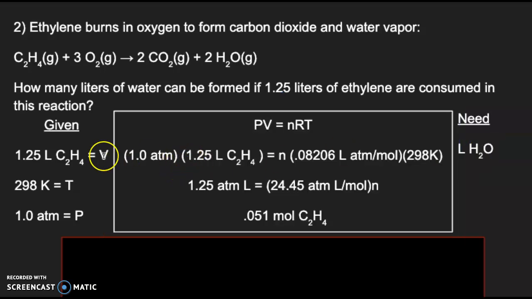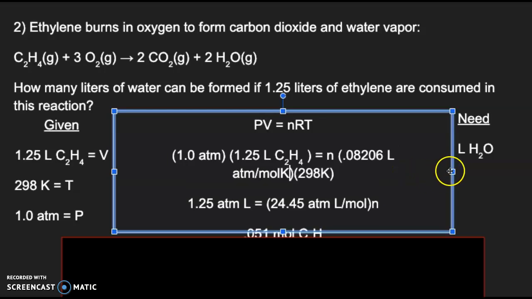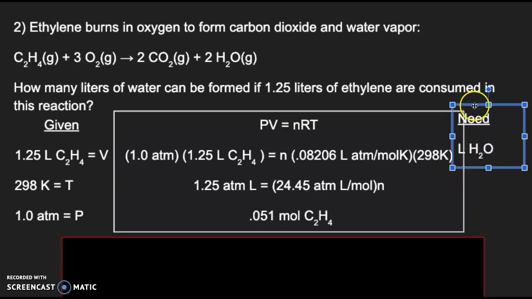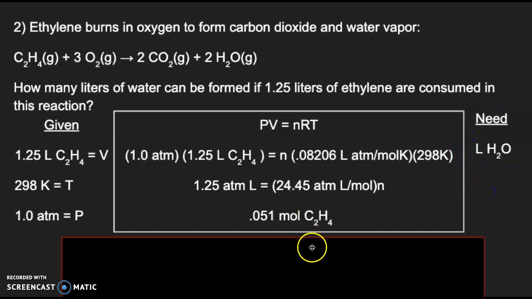So that sounds like ideal gas law to me again. Work that calculation here. Units are canceling. I've got a unit issue here. That should be mole Kelvin. So then, go through the math. I get 0.051 moles C2H4. But again, that's not what I'm looking for. I don't need moles C2H4. I need liters H2O. So I'm going to have to do some stoich.